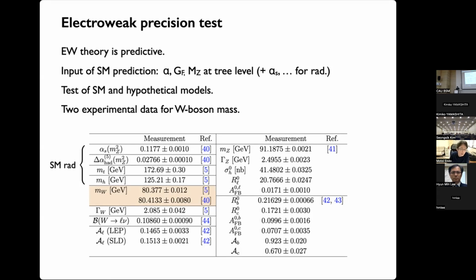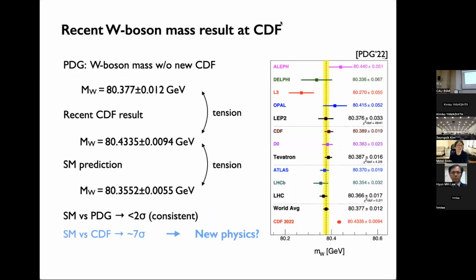But recently, as you noticed, I show the two experimental data for the W boson mass here and here. Actually, almost 1 year ago, the CDF showed a new result about the W boson mass.